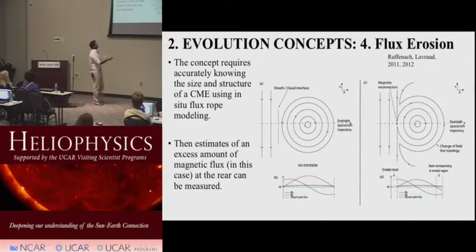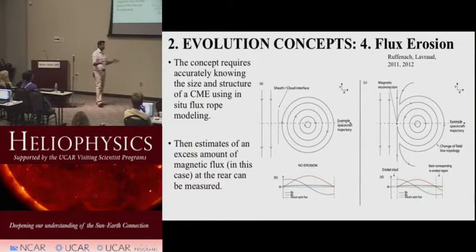So effectively, if you look in just this diagram, the amount of closed loops on the front side of the CME is 1, 2, 3, because this is reconnected. But on the rear side, you've got 1, 2, 3, 4, 5. And so you've got more flux, as it were, on the rear side than the front side. And so that's what they call the sort of excess flux that they're talking about.